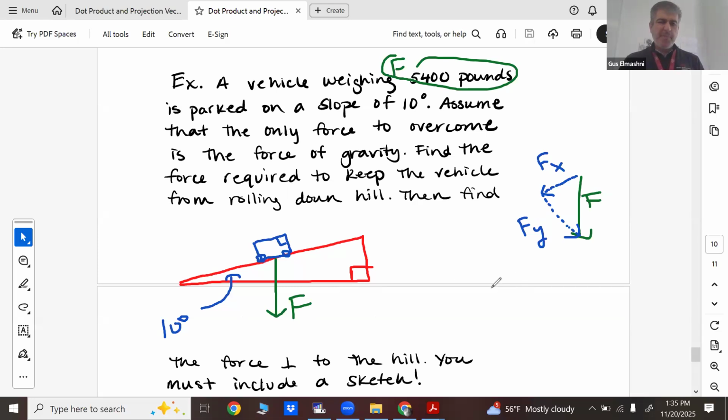Actually, it's pretty simple. You don't really have to do this whole projection vector stuff, because you could just say this. If that's 10 degrees, then this is also 10 degrees right here, because this right here is the right angle. And that would be 80 degrees right here. Wouldn't that be 80 degrees? That's 10.